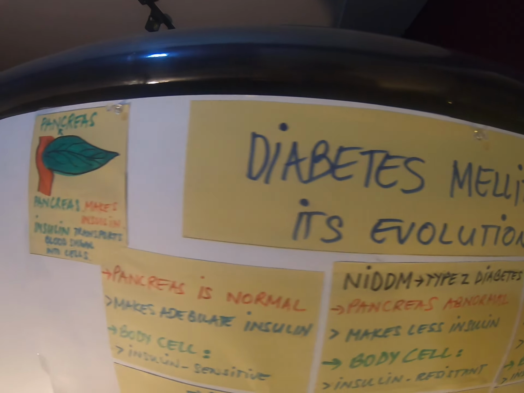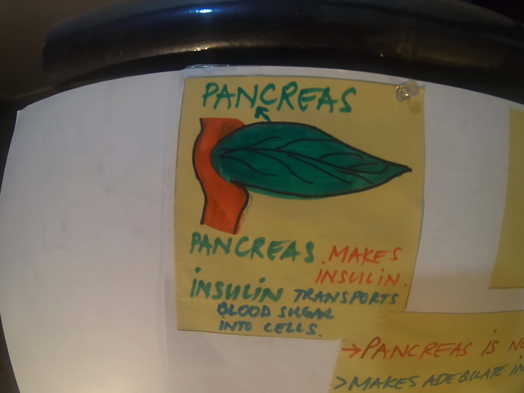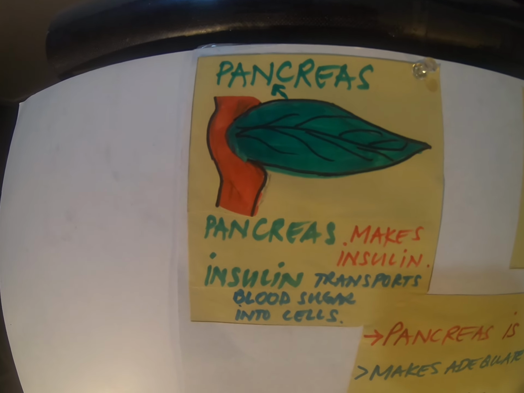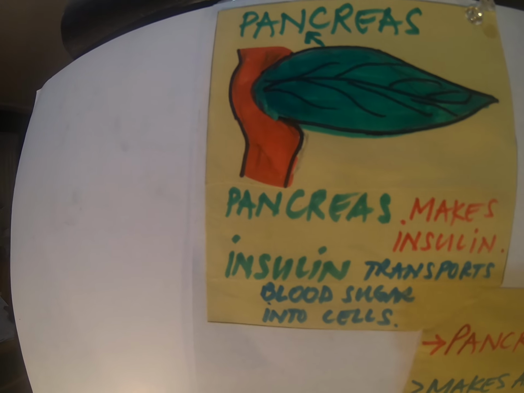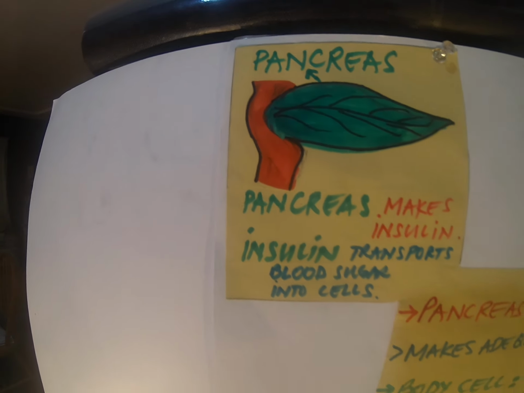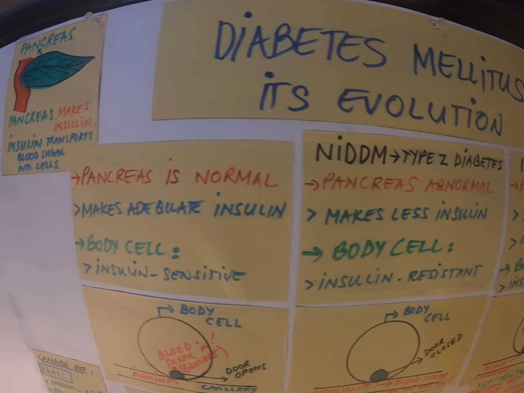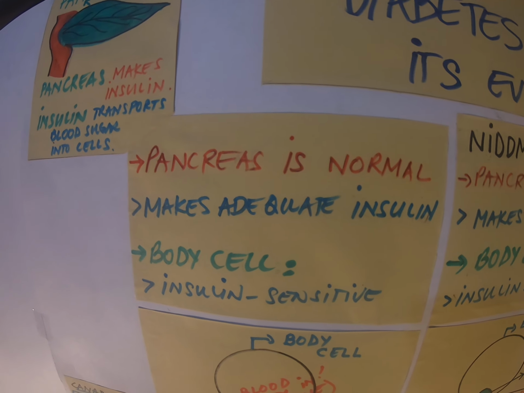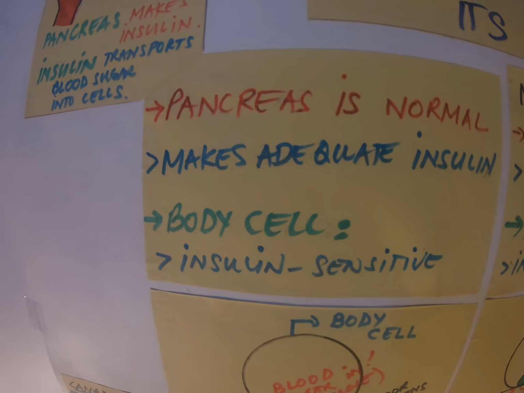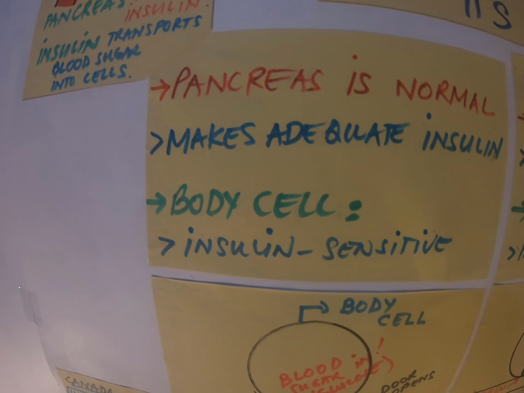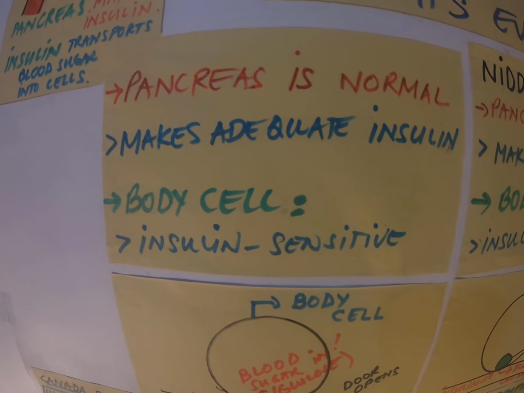Okay? On my left side here is the pancreas. We all know about the pancreas. This is one of the organs of the digestive system, and it makes insulin. And that insulin will transport the blood sugar into the cells. I made 3 columns here. In the first column, the pancreas is normal. It makes adequate insulin, so that's good. And the response of the body cells, so far, they're sensitive to the insulin. That's why they're called insulin sensitive.